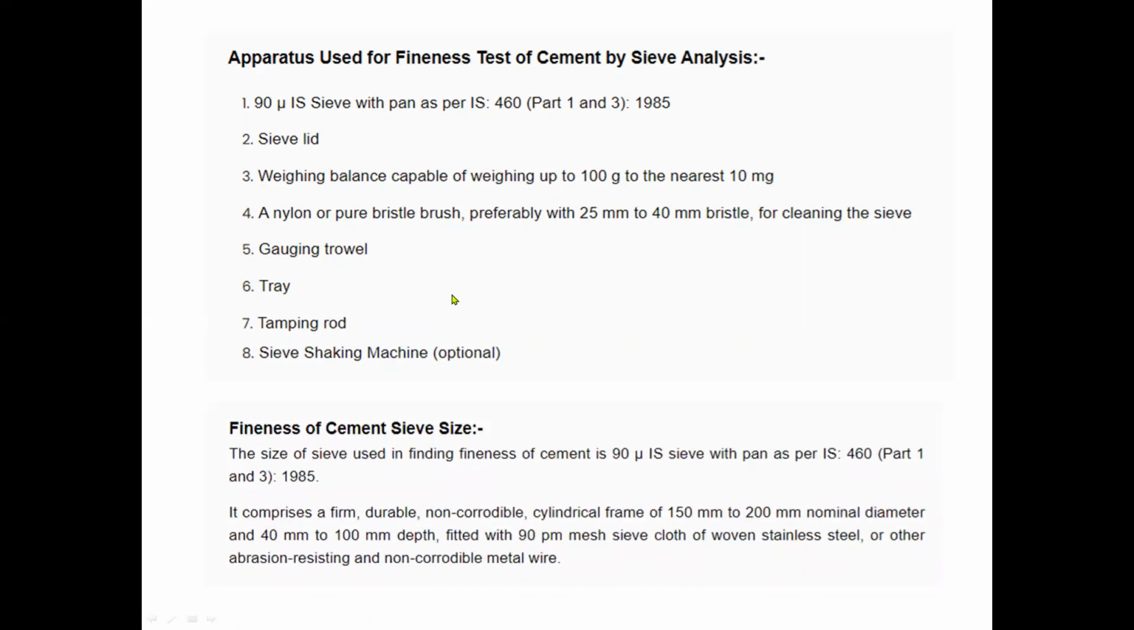The fineness of cement sieve size. The size of sieve used in finding fineness of cement is 90 micrometer IS sieve with pan as per IS 460. It comprises a firm, durable, non-corrodible, cylindrical frame of 150 millimeters to 200 millimeters nominal diameter and 40 mm to 100 mm depth, fitted with 90 micrometer mesh sieve cloth of woven stainless steel or other abrasion-resisting and non-corrodible metal wire.